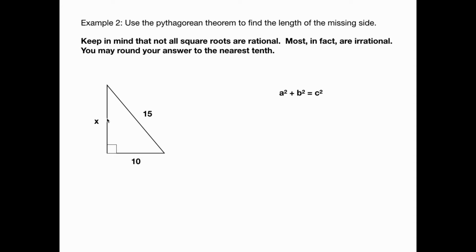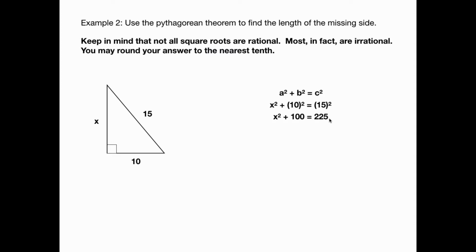So let's set up our Pythagorean theorem and see what we've got. One of the legs is unknown, and the other leg is known. So we're going to fill in x for a and 10 for b, and then our hypotenuse is also known, so we can plug in 15 for c. So that gives us x squared plus 10 squared equals 15 squared. Simplifying, we get x squared plus 100 equals 225.